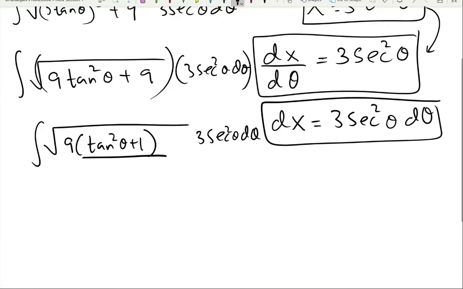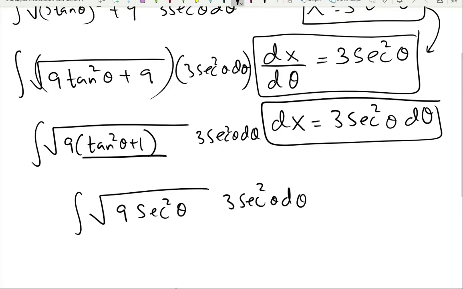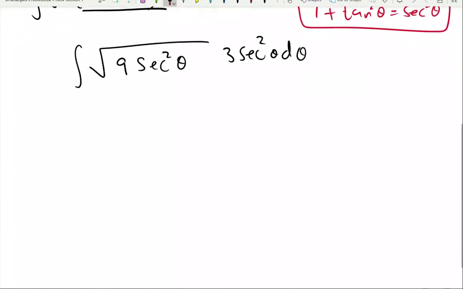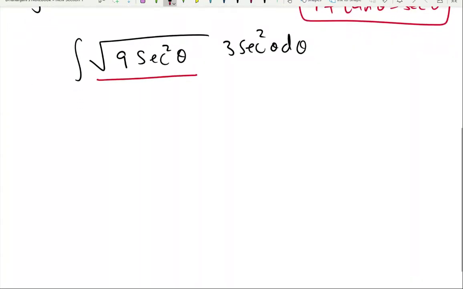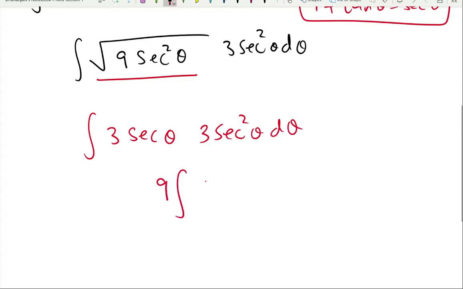So now tangent square theta plus 1 is actually secant square theta from the Pythagorean identity. So it's 9 secant square theta, times 3 secant square theta d theta. What I'm talking about is 1 plus tangent square theta is secant square theta. That's the Pythagorean identity, okay? Alright, so now we can take the square root. No subtractions or additions inside the square root, so we can take the square root. So 3 secant theta, right? If you take the square root of 9 secant square theta times 3 secant square theta d theta, 3 times 3 is 9. So we can take 9 out. So we have to integrate secant cube theta d theta.